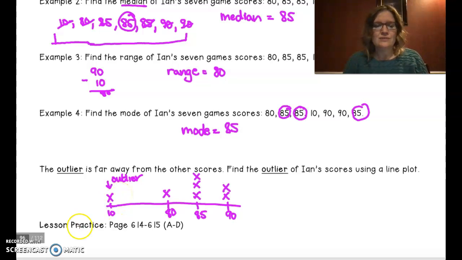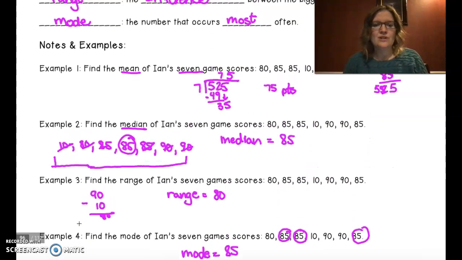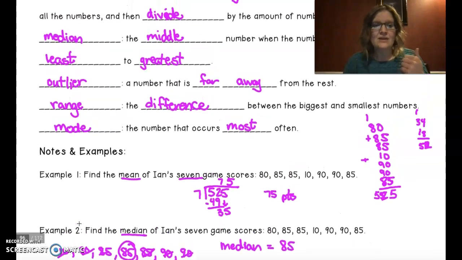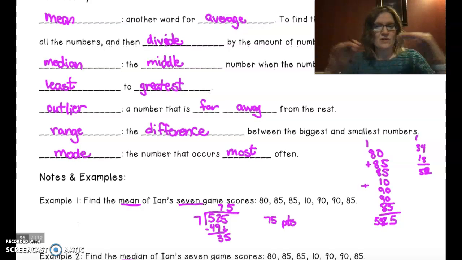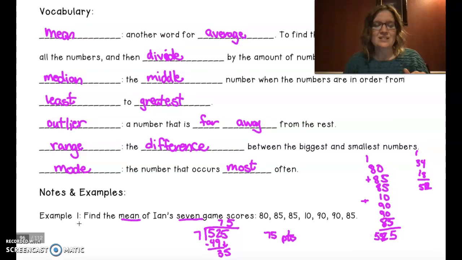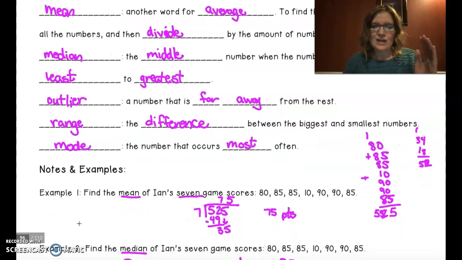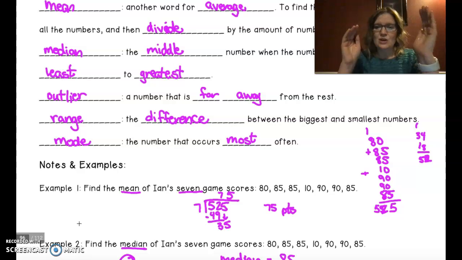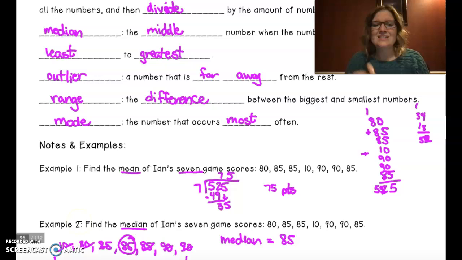So let's review really quick. We've learned mean, which is another way to say average, median, which is the middle number of all of our data, organized from least to greatest. The outlier is the number that's far away from all of the other numbers. The range is the difference between the lowest number and the highest number, and our mode is the number that occurs most.